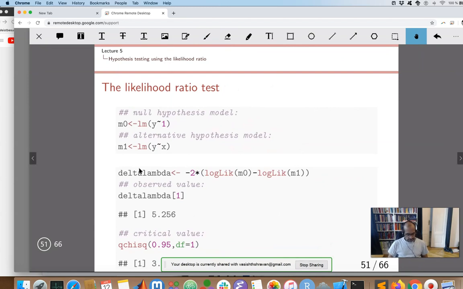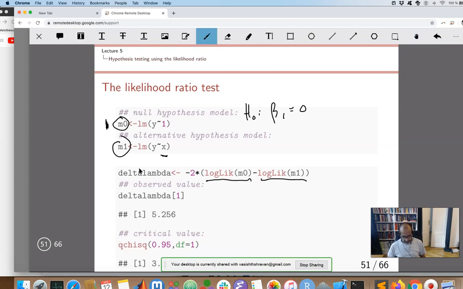I can now fit a linear model with only an intercept. This is my null hypothesis model, which really is saying that beta 1 is 0. That's my null hypothesis here, okay? And then I'm going to fit an alternative model where I'm assuming that there is a slope present. That's the full model. So I've got a null model M0 and an alternative model M1. Now I'm going to compute the log likelihood of model 0, the log likelihood of model 1, take the difference between those two, and minus 2 times that gives me the difference in the log likelihoods, right? And that is 5.256.